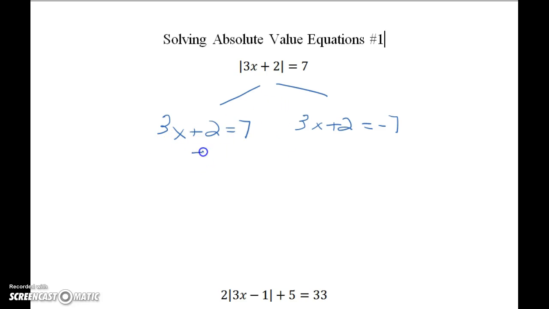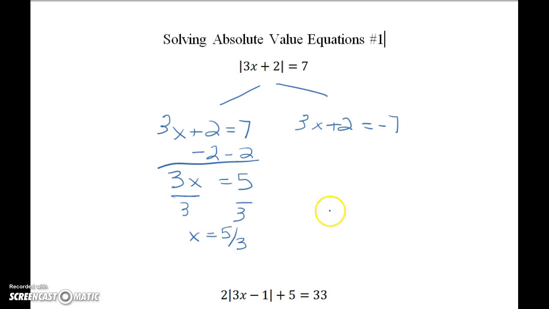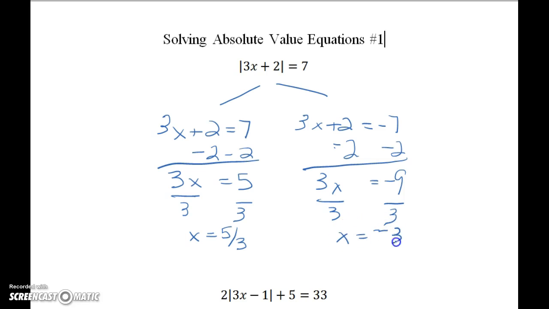So to solve them, of course, we're going to subtract 2 from both sides. So we have 3x equals 5, and then we're going to divide by 3. So x equals 5/3. Also, we're going to look at the other equation. We're going to say negative 2. Again, subtract 2 from both sides. So 3x equals negative 9. And then divide by 3. So x equals negative 3. So in this case, we have two solutions. Either x equals 5/3 or x equals negative 3.